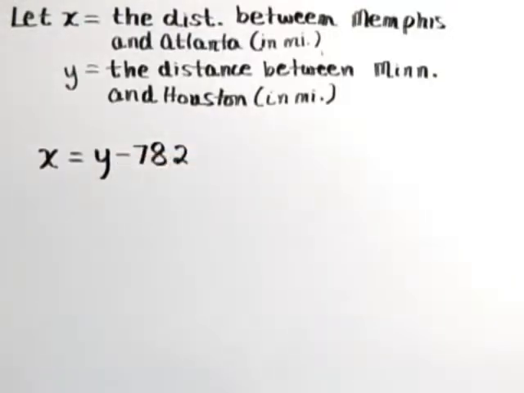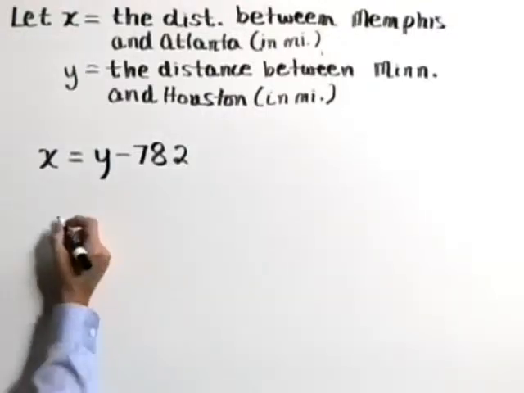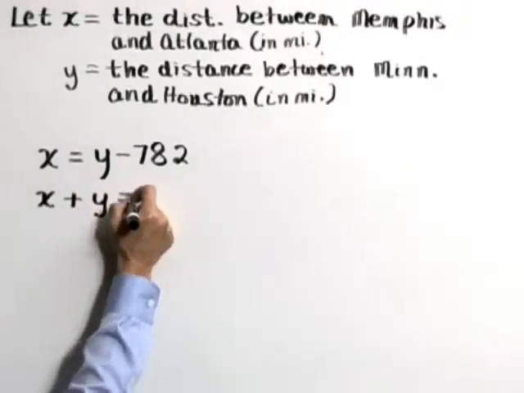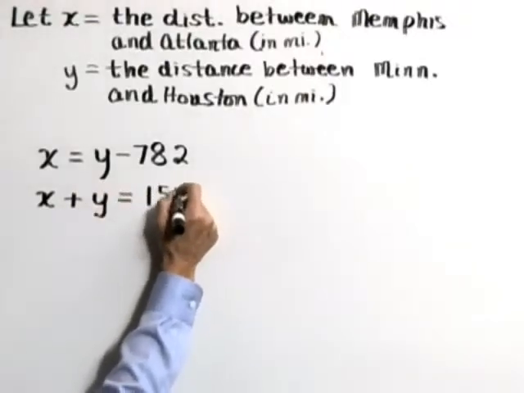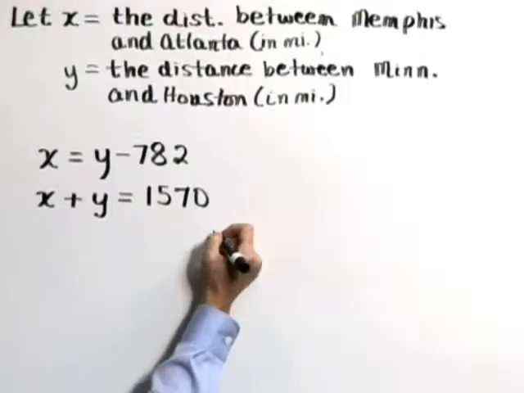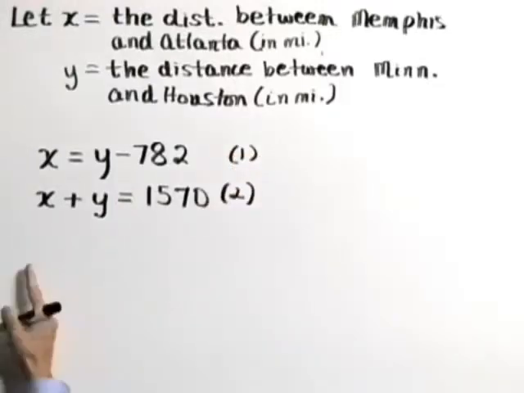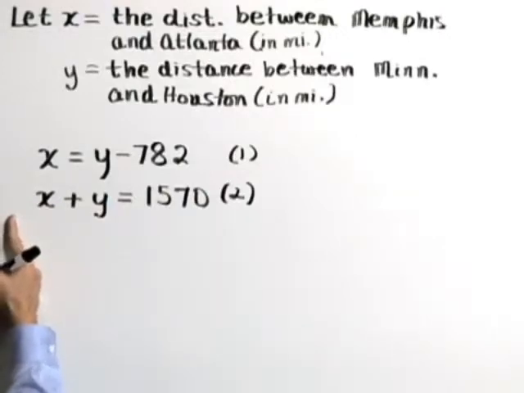That's one equation. We're also told that the total of these two distances is 1,570 miles. So total means to add these together. X plus y is equal to 1,570 miles. Let's call these equations 1 and 2. So we've written our system of equations.